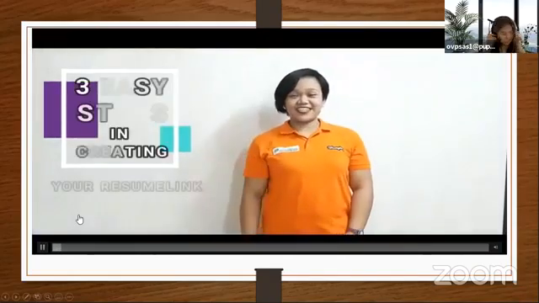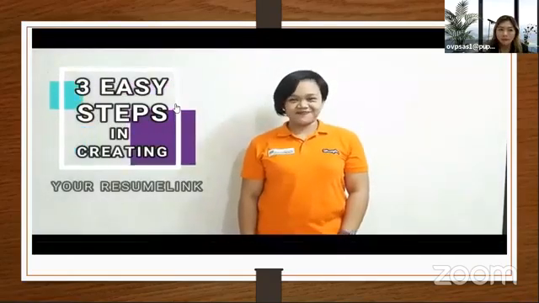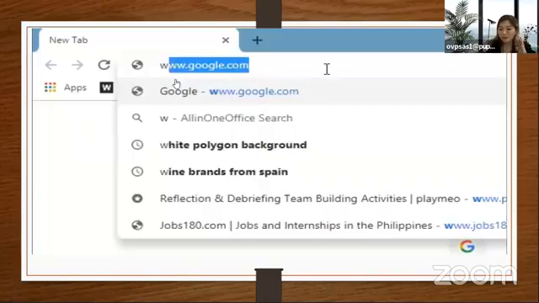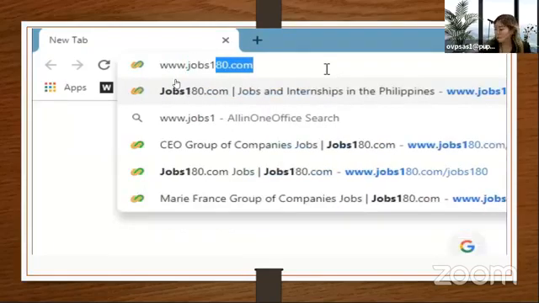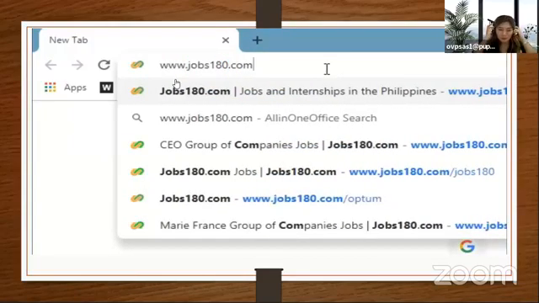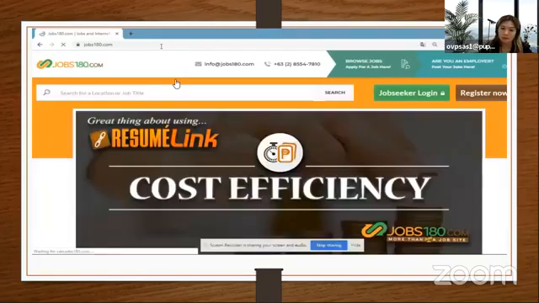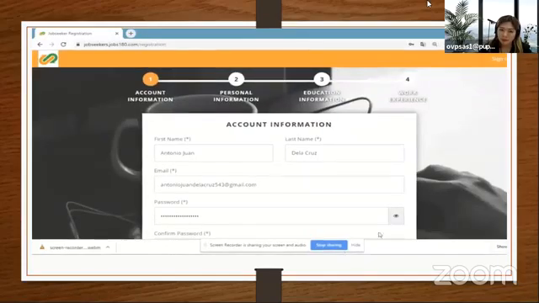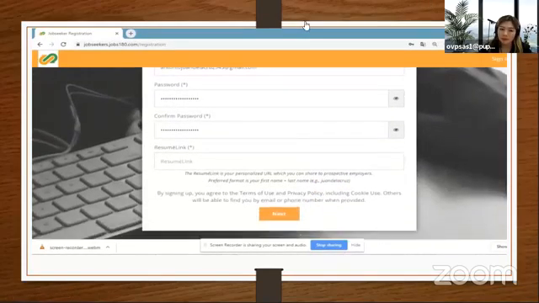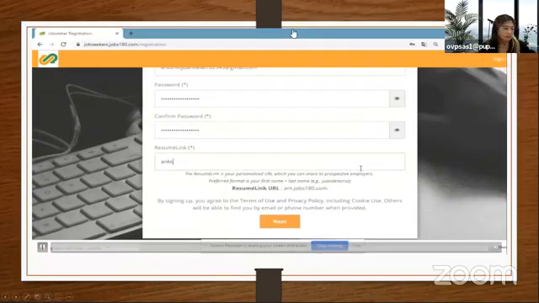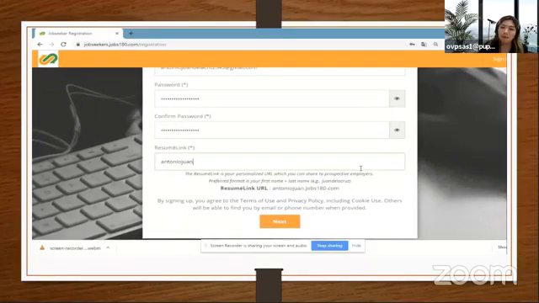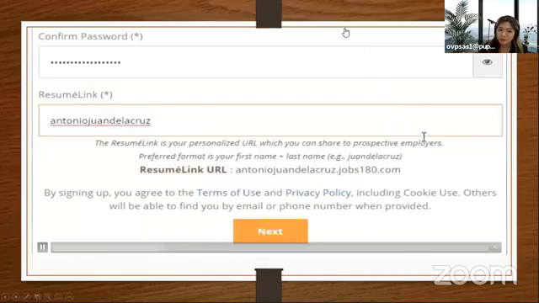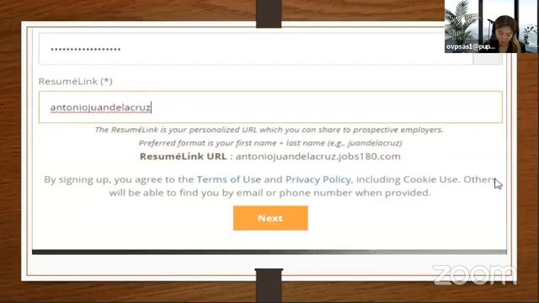There are 3 easy steps in creating your resume link. Let me show you how. Step 1. Register. Go to www.jobs180.com using any browser and click Register Now. Fill out all the information needed. In choosing your resume link, use your full name so that it looks professional and is easy for potential employers to recall. For example, Antonio Juan de la Cruz .jobs180.com.